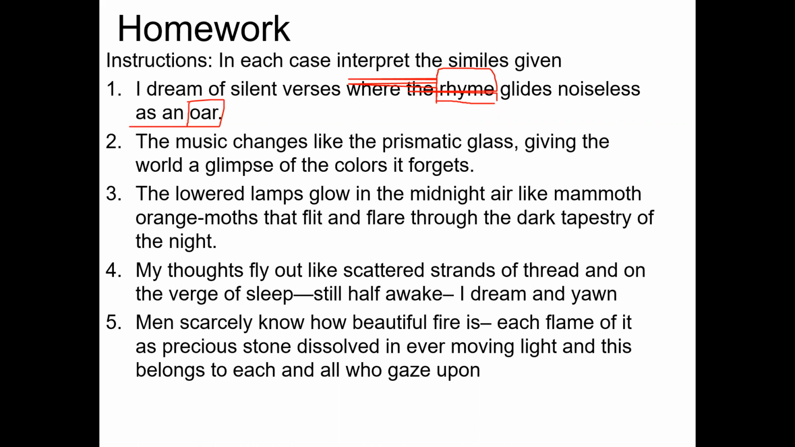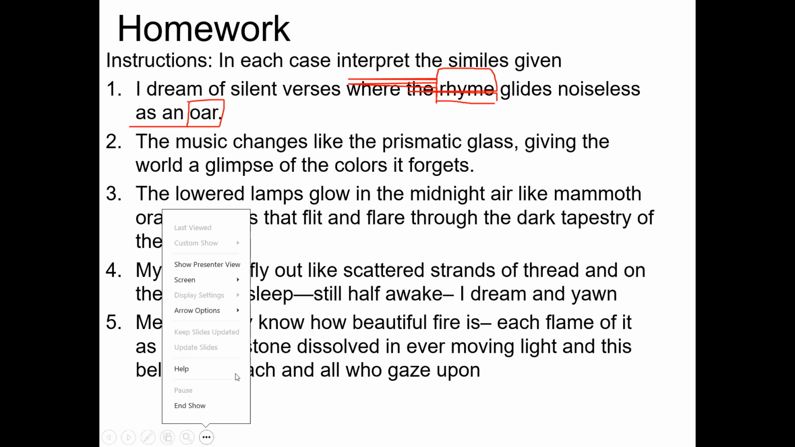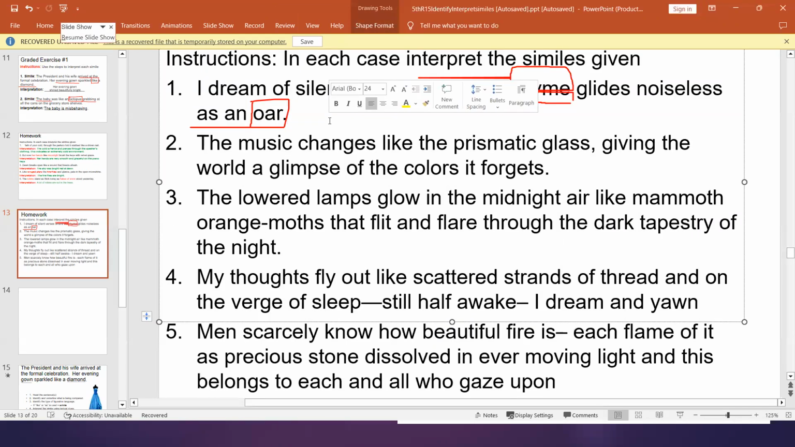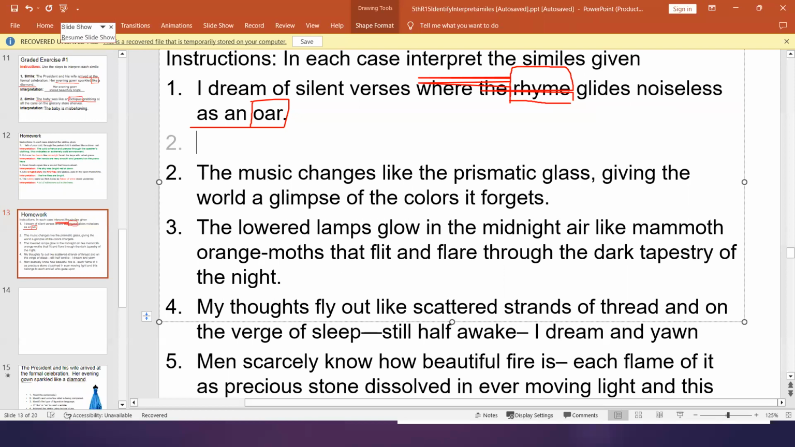So please write this down. Again, please write this down. We're gonna do the interpretation right now. So again, class, what two things are being compared in this question? Rhyme and... so rhyme is being compared to a noiseless oar.